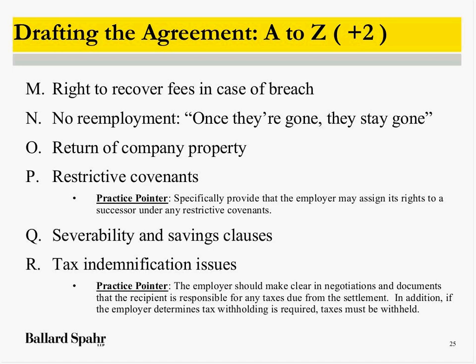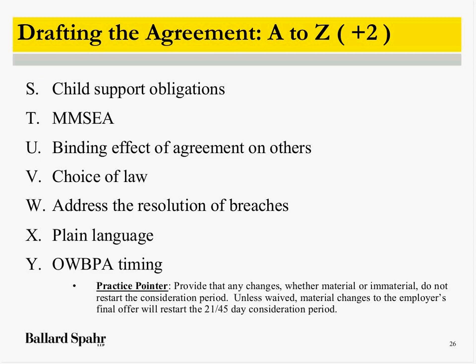Severability and savings clauses should be routinely included, stating that the waiver in this agreement is an essential part of the parties' agreement, and that if the waiver is not valid, the employer is relieved of its obligations. Tax indemnifications we've spoken about. Child support obligations. In some states, any settlement payments must be applied to past due child support payments. That is the case in New Jersey.